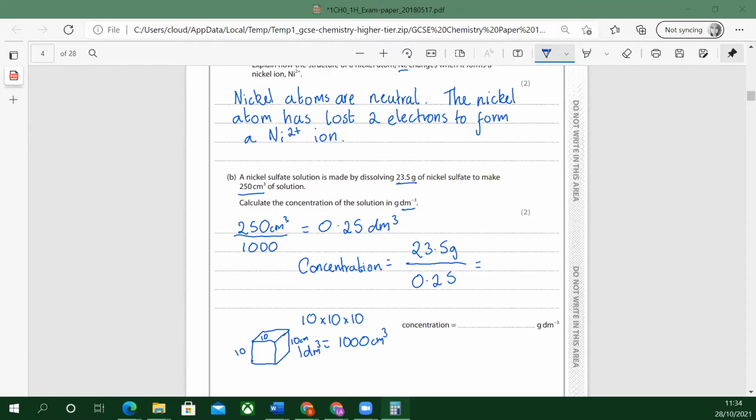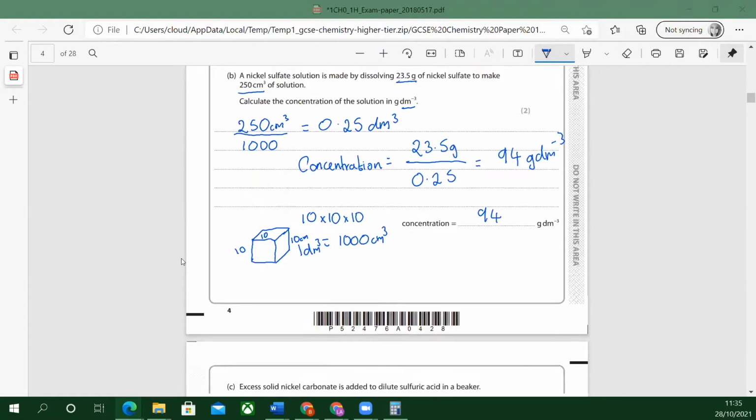That's an interesting thing. It's 94. Okay, grams per dm cubed. So 94 grams per dm cubed. Okay, let's move on to the next question.